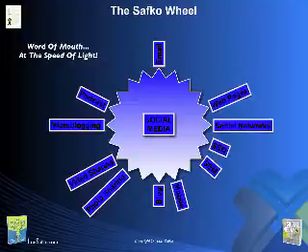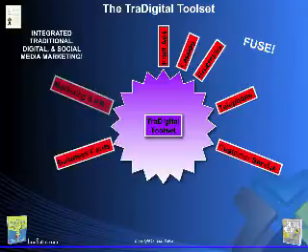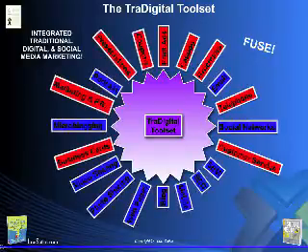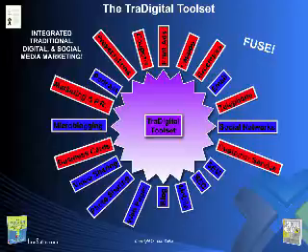So at this point of using the Safko wheel, we started with all of the social media tools. We've simply removed the ones that weren't appropriate so that we can get it down to a much more manageable size. Now, you could pretty much guess where we're going to go with the Safko wheel next. We're going to add back in the traditional tools that we kept from the previous step. And you'll see those here in red. Now, I call this the TraDigital Toolset. TraDigital meaning both traditional and digital/social toolset.